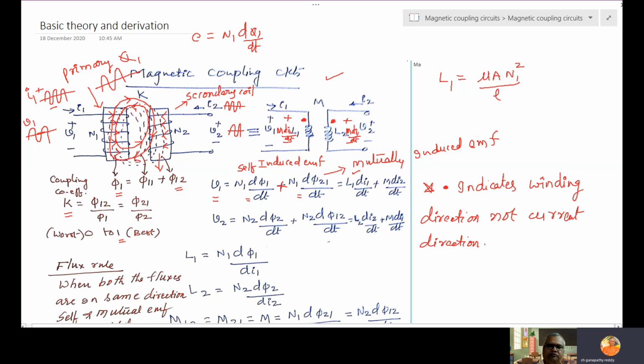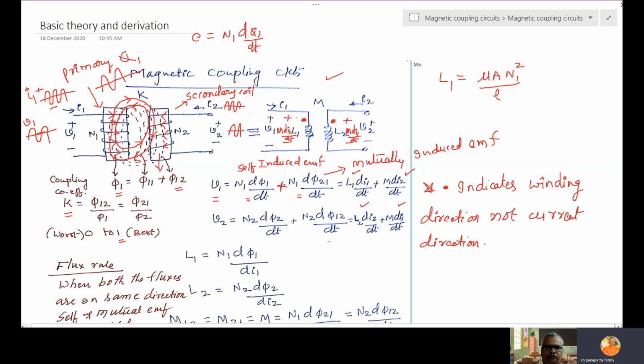Then the mutual induced EMF polarity is based on the dot sign convention. Here I2 is entering at the dot, sensing at the dot, therefore this is positive. But when I am writing the expression for V1, going from positive to negative, again plus. So plus M di2 by dt. The same way, the V2 expression: L2 di2 by dt is the self-induced EMF, plus M di1 by dt is the mutual induced EMF.